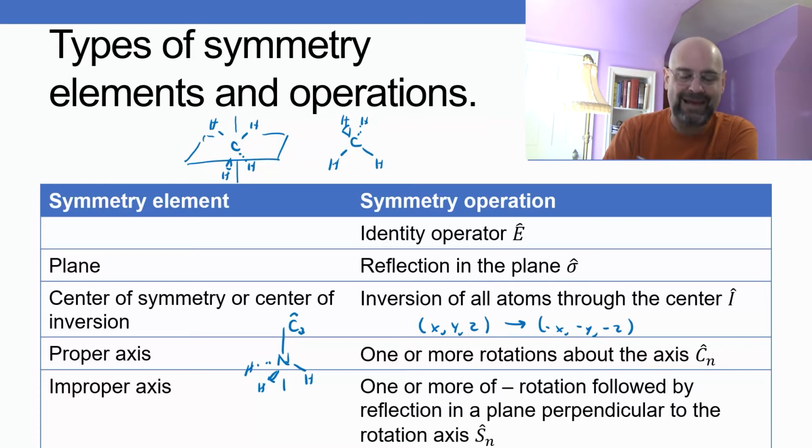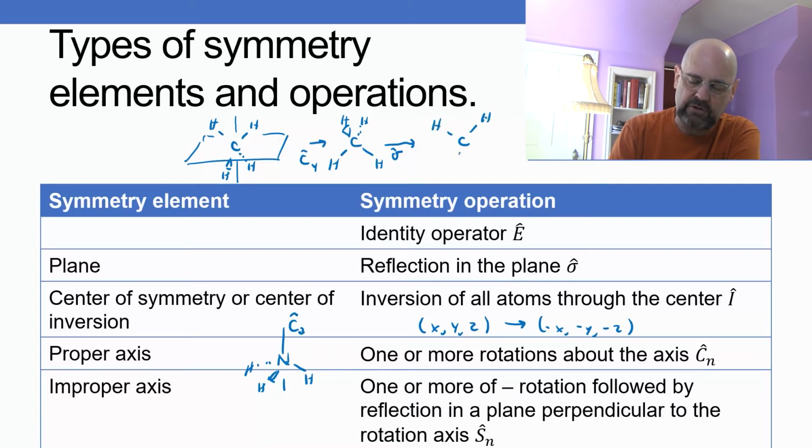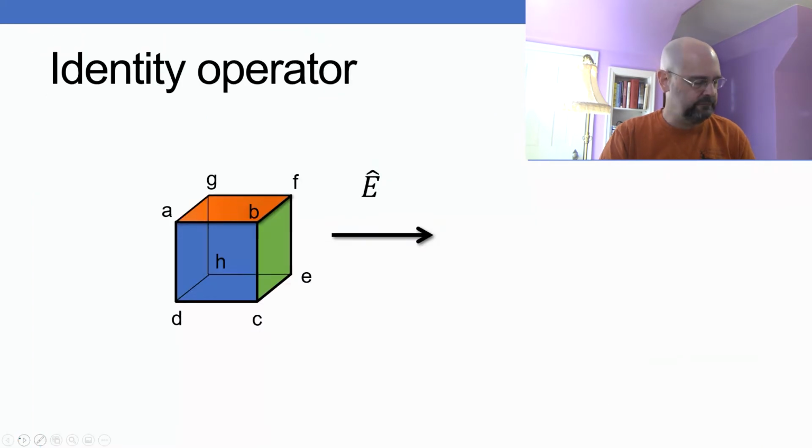And now if I reflect through the plane, so this is a rotation, we'll give it the designation C4. C, rotation, 4, fourfold axis. But then if I reflect it through the plane, I just take every atom back up again. And what do I have? I have the same geometry back again. So those are the symmetry operations and elements that we're going to need to concern ourselves with.